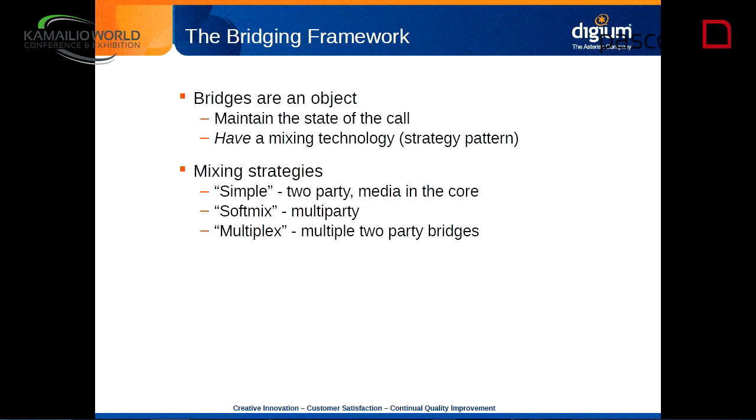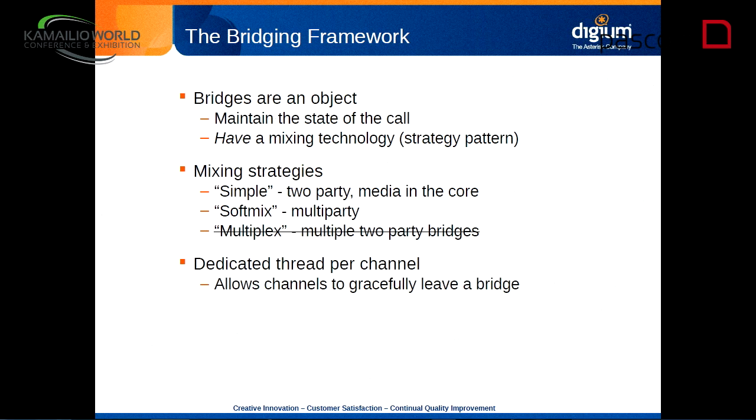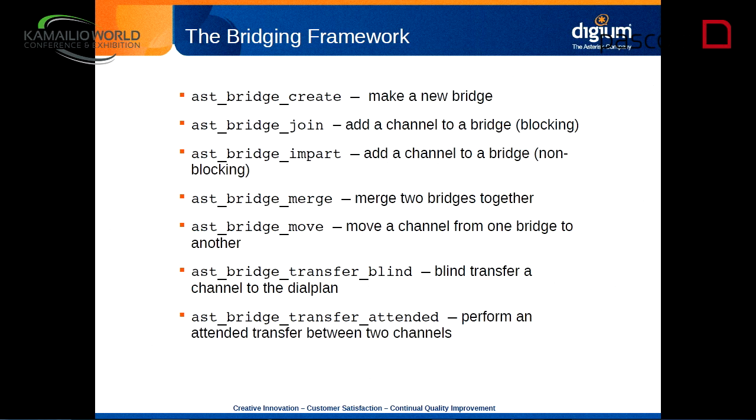So initially we had 3 mixing technologies. We had soft mix, which does the multi-party mixing, simple, which does 2-party mixing where the media is flowing through the core, and multiplex, which was a very sort of weird thing where it could actually manage in a single bridge multiple 2-party bridges. That was really weird, so we killed it, which ended up being a really good decision in the end. And the most important bit is that when you're in a bridge, you get a dedicated thread per channel, and that lets us not have to do sort of the masquerade shenaniganry that I just showed.